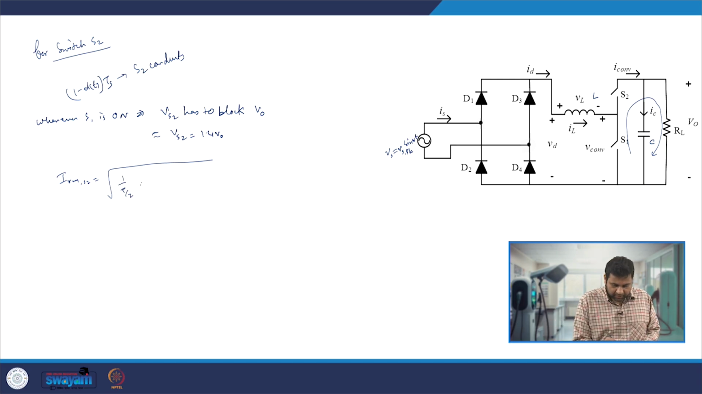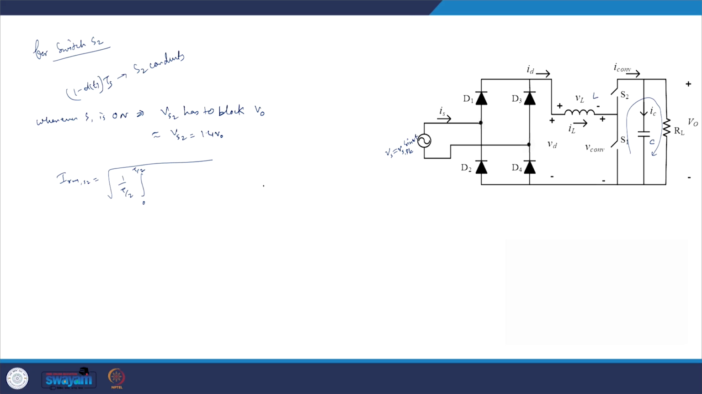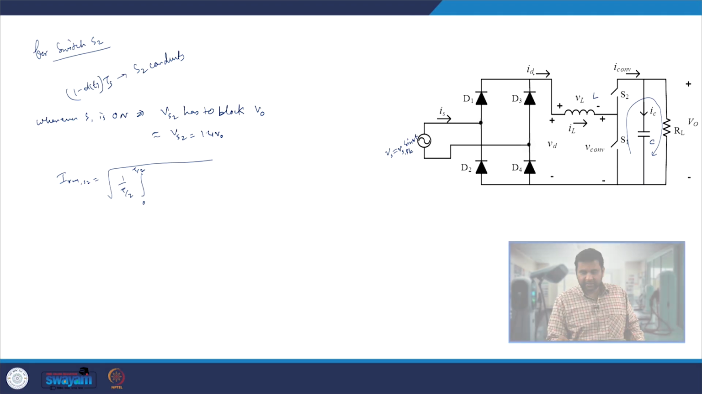So, we will do T by 2 period, and then the mean we will be taking for 0 to T by 2 period. In each switching cycle, S2 is conducting only for 1 minus d of t fraction of the time of that switching cycle. So, our duty ratio of this S2 switch is nothing but 1 minus d of t, and the current which will be flowing through this one, Is, during the positive half cycle is equal to Id, and that same Id will be flowing through the S2 switch whenever the S2 switch turns on and S1 turns off.